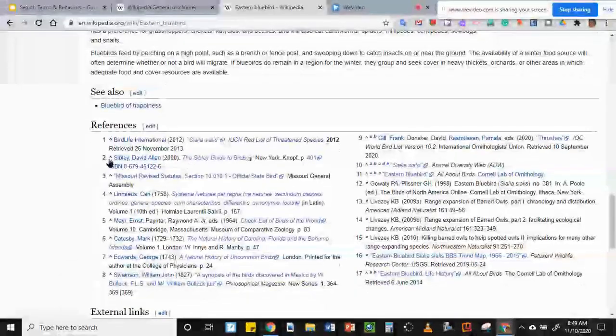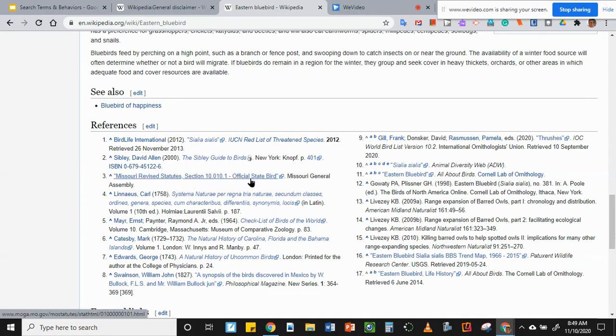Then references. If I look through these references, okay, I have a guide to birds. I have a list of threatened species from BirdLife International. I have something about the official state bird. I have checklist of birds in the world, the natural history of Carolina, Florida, and Bahama Islands, natural history of uncommon birds. Okay, I can keep looking, and then here's one, Eastern Bluebird, all about birds, Cornell Lab of Ornithology.